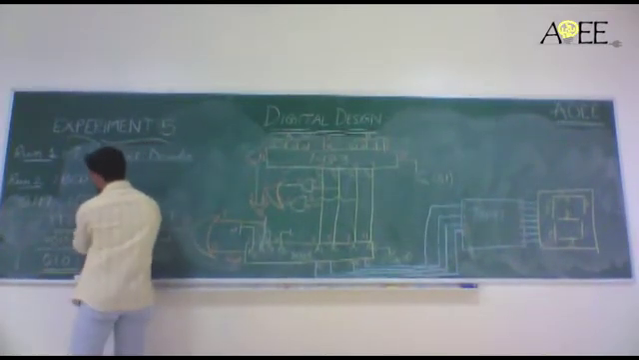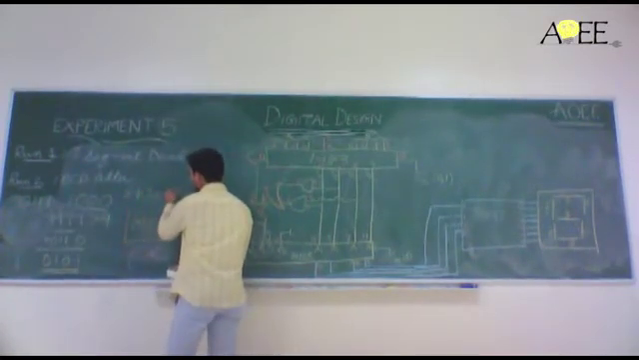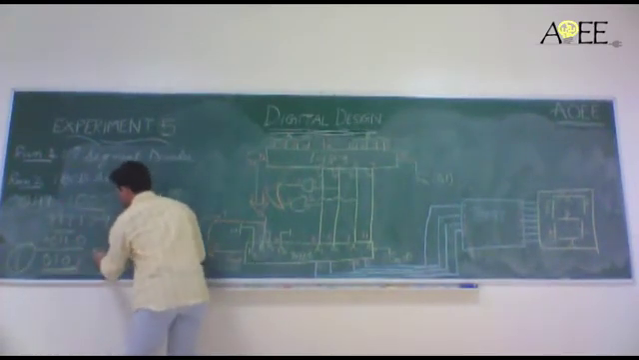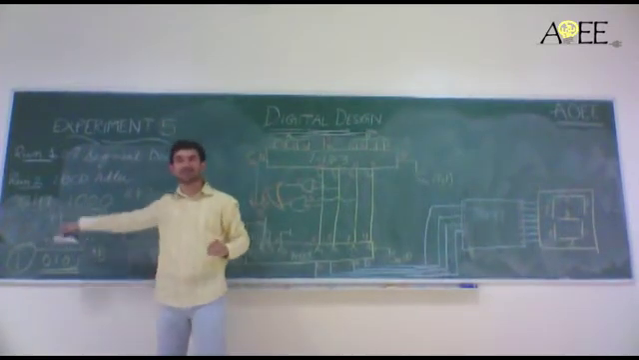I started with 8 and 7. 8 plus 7 is 15. I am left with 1 carry and 5 in decimal. So I have 15. So this is how BCD addition works.